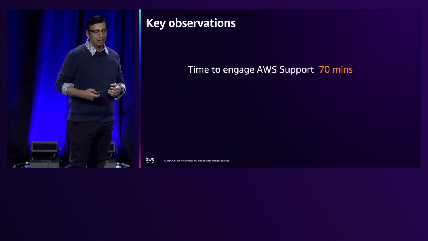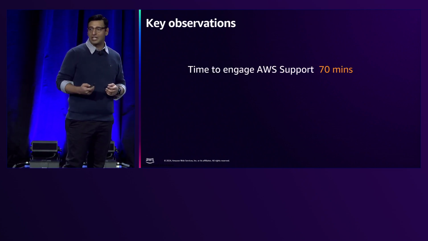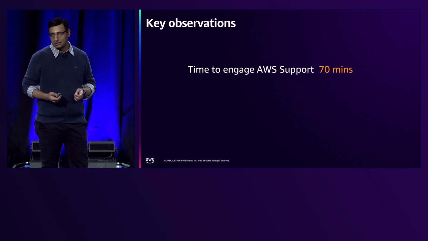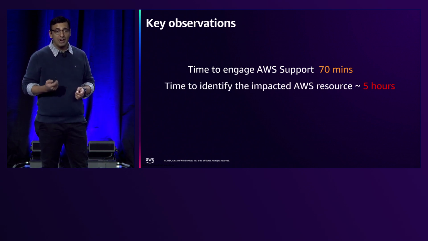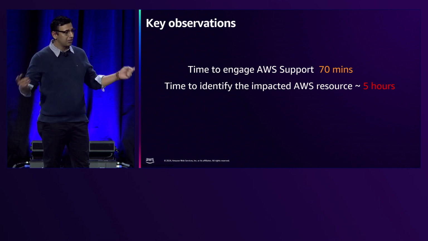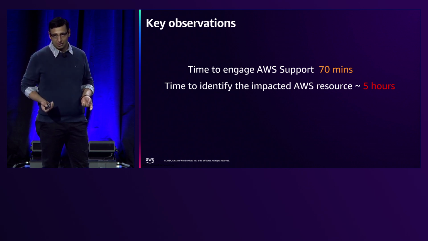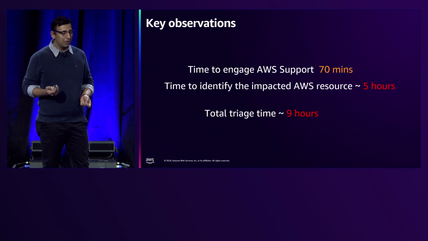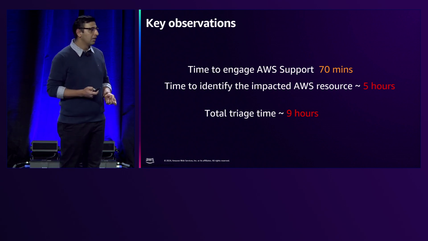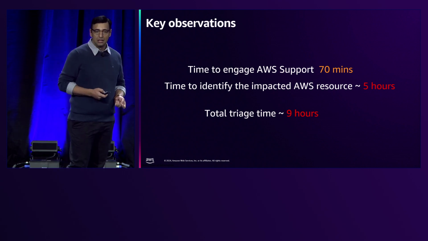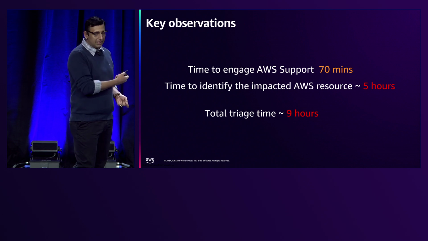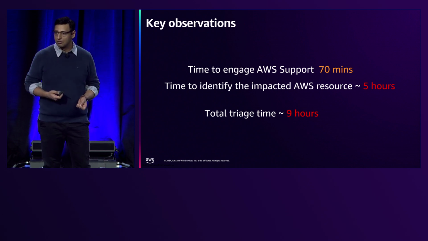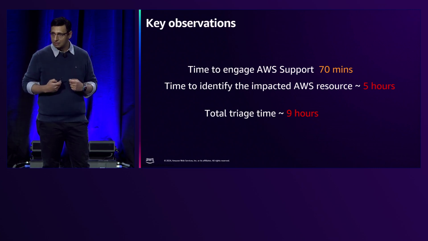Now, if we look at the key observations or summarize some of the data metrics which we thought we could help with, the time to engage AWS support in this case was 70 minutes. Time to identify the impacted AWS resource with the joint collaboration, the triage, was 5 hours. And then to sum it up, the total triage time is 9 hours. Now, when you look at these 9 hours, this is spread across like 50 stakeholders from the customer side, a lot of engineers on our side.